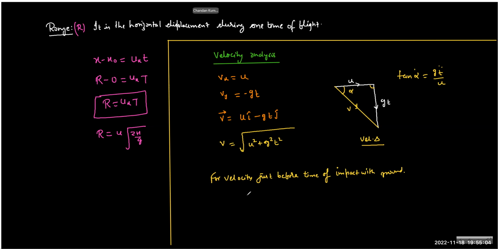So what we are supposed to do? You are supposed to substitute v equals to root of u square plus g square capital T square. Yes or no? Tell me, guys. Yes, sir. And capital T we can substitute as what? We have derived this. What is capital T? Root 2h by g. So what is T square? 2h by g.